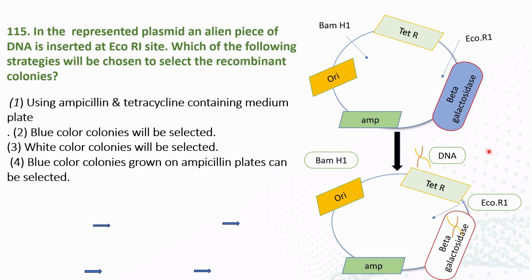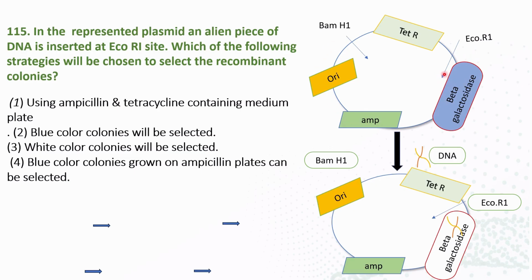Okay, so moving on to the next question. In the represented plasmid, an alien piece of DNA is inserted at the EcoRI site. Which of the following statements will be chosen to select the recombinant colonies? Actually, they have given the picture like this in the question paper. I have analyzed this and I have given it in steps actually. So if you see in this picture, we can see that there are so many. This is an alien piece of DNA.